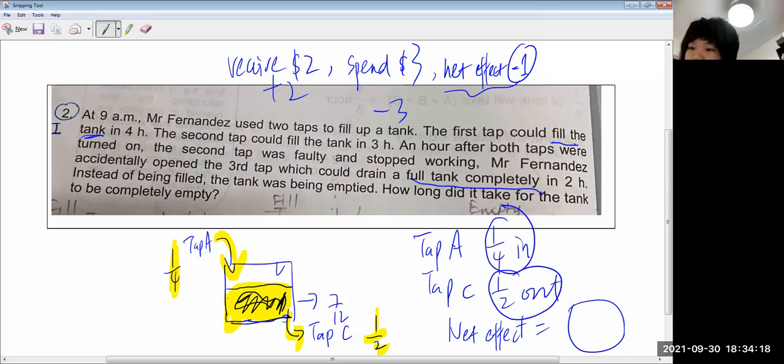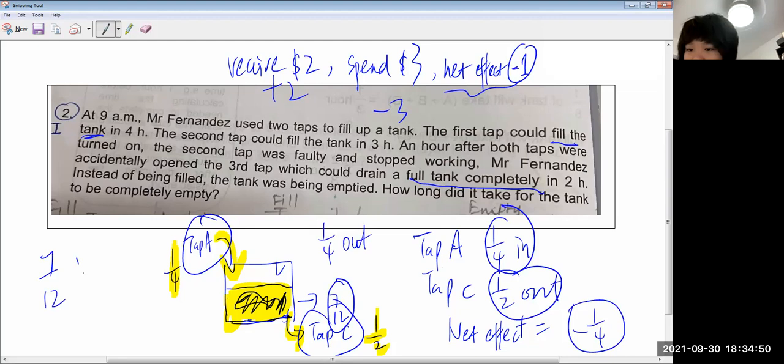-1/4. Yes. So what this question is saying is that with tap A and tap C on together, the net effect is -1/4 per hour. So instead of minus, you just write 1/4 out. You have 7/12 for you to drain, so divide by 1/4. How fast can you drain?